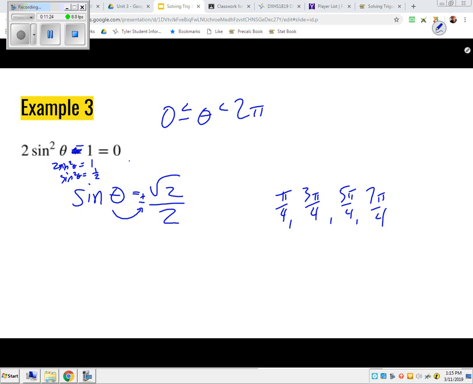So if you get a plus or minus on there, that's great news. You don't have to worry about the all students take calculus. You just go grab pi over 4 out of every quadrant. Or pi over 6 out of every quadrant. We'll do some more of those.